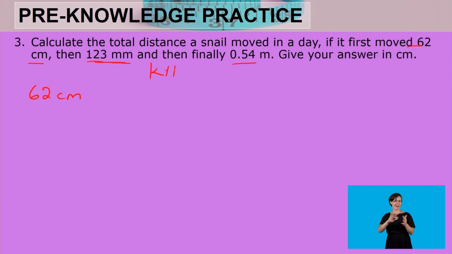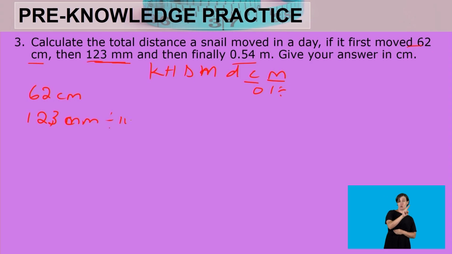Then we have to convert millimeters to centimeters. We said Keke hates doing math during cold months. So we are moving from millimeter to centimeter. It means we divide by 10. So what is 123 millimeters divided by 10? It gives us 12.3 centimeters.